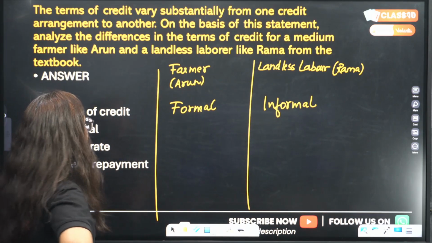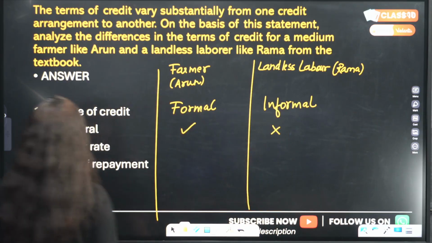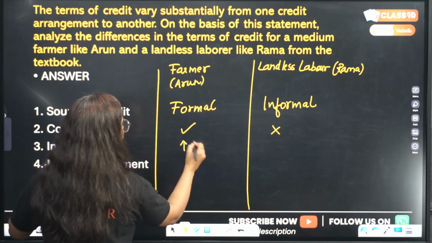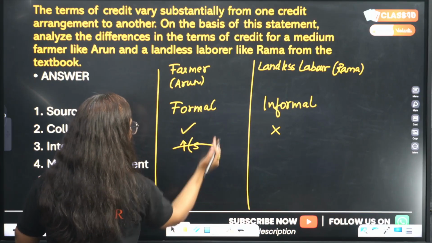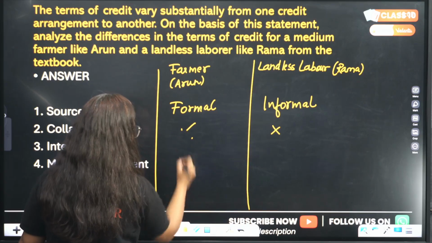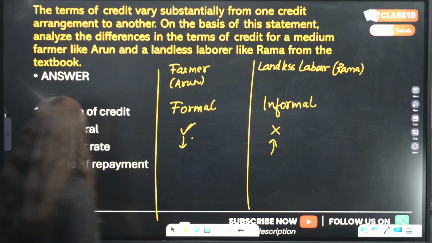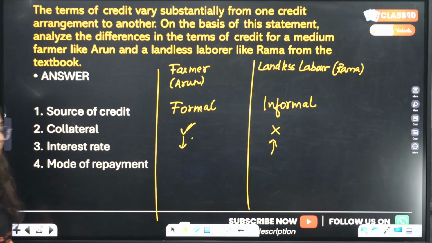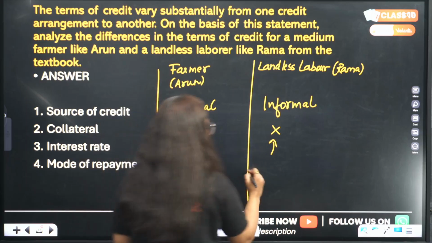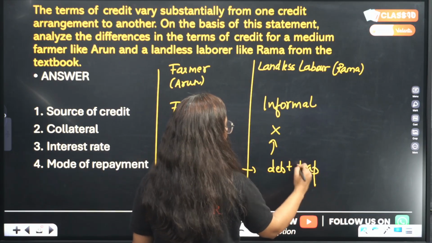Collateral: will the farmer have the collateral? Yes. Will the landless laborer have it? No. Interest rate: he is able to pay the high interest rate, but he is smart, he will not do that. Rather, he will choose the sources which ask him to pay a low interest rate, while the laborer will pay a high interest rate. Mode of repayment can be EMI. Here there are chances that he can get trapped in debt.